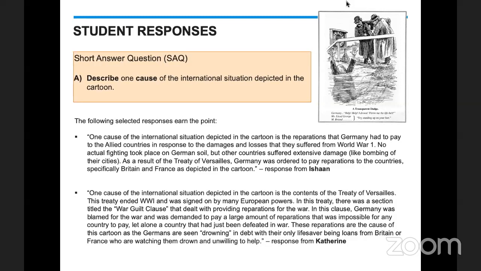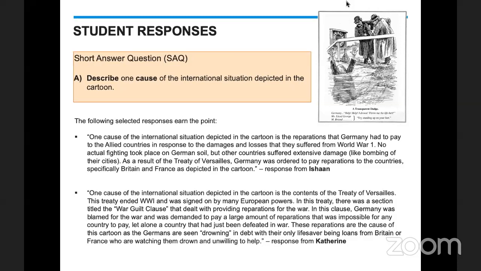So again, really like that you've used the stem of the prompt to respond to the prompt. So one cause of the international situation depicted in the cartoon is the contents of the Treaty of Versailles. This treaty ended World War I and was signed on by many European powers. In this treaty, there was a section titled the War Guilt Clause that dealt with providing reparations for the war.